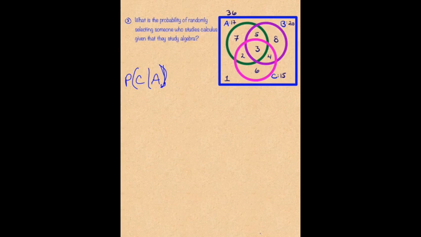You could do that by saying, okay, well, the amount of people that study algebra and calculus are right here, right? So that's 5, and that's going to be our numerator. But it's out of how many people? It's out of the people that study algebra, which is 17. You don't even need a formula, which is great. I'll show you the formula just in case you're curious about it. So the formula would be the probability of C intersect with A over the probability of A.